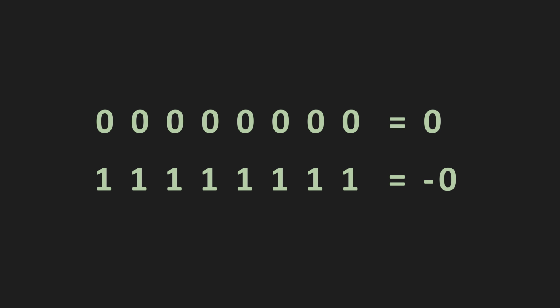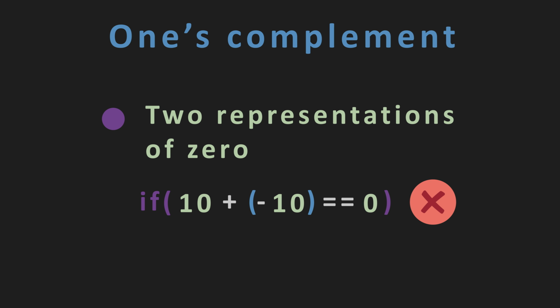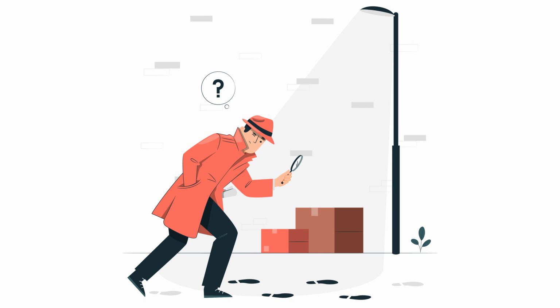But wait, we just said that 8 ones is also 0, specifically negative 0. So in 1's complement we are still stuck with two representations of 0, and that means additional steps are needed in the hardware and software to make comparisons and arithmetic with 0 work reliably. It feels like we're almost there, but something's still off.